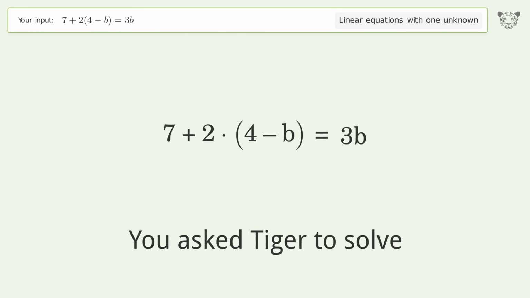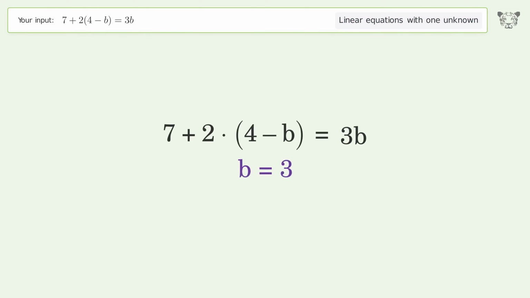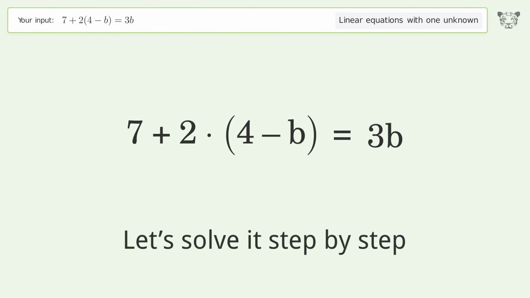You ask Tiger to solve. This deals with linear equations with one unknown. The final result is b equals 3. Let's solve it step by step.